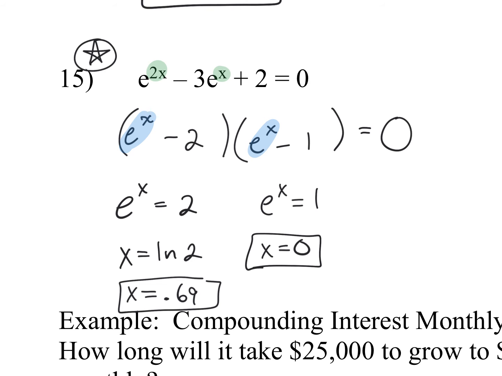Well, that means that one of these two factors must equal 0. So I solved each of those equations independently. On the left, I had to use the natural log of 2. And on the right, I got the result of an exponential was 1, so that exponent must have been 0.